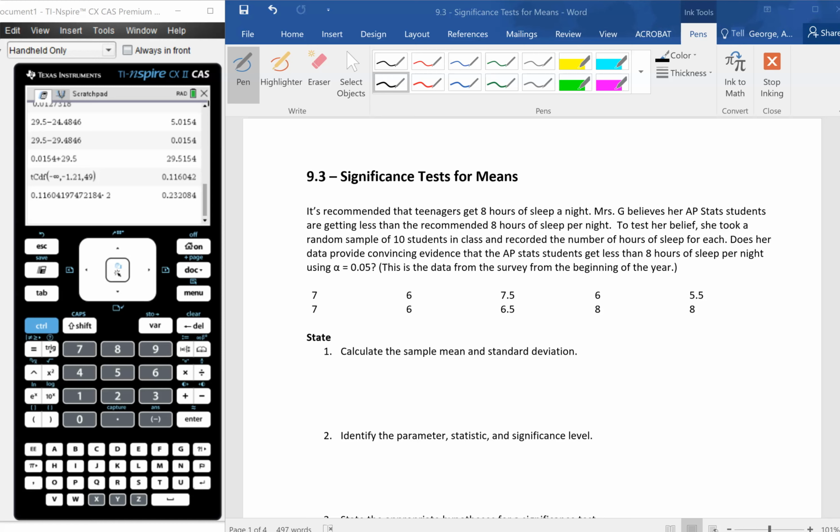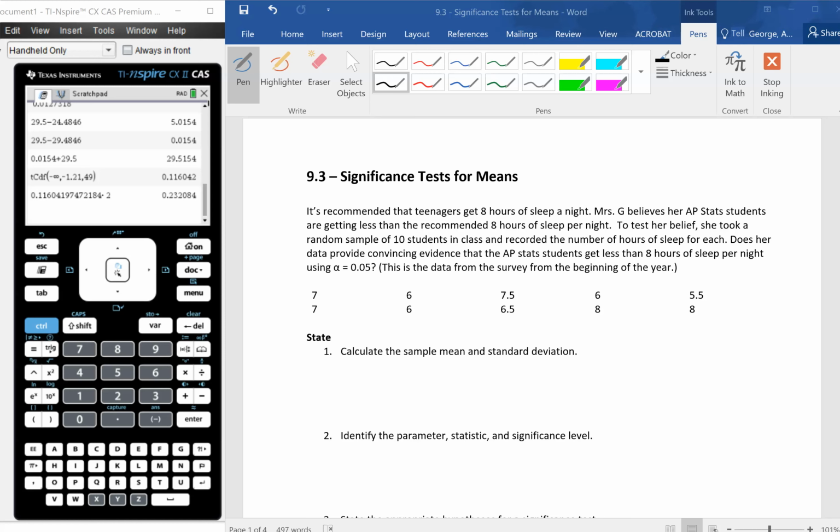So we're going to start talking about significance tests for means. We've done significance tests for proportions and significance tests for two proportions. So what we're talking about is writing our null hypothesis, our alternate hypothesis, testing it, and then looking at our p-value to figure out whether we can reject the null hypothesis or fail to reject the null hypothesis. So that's what we're looking at today.